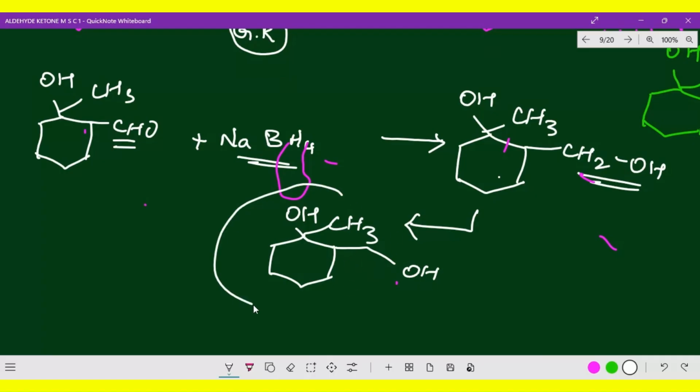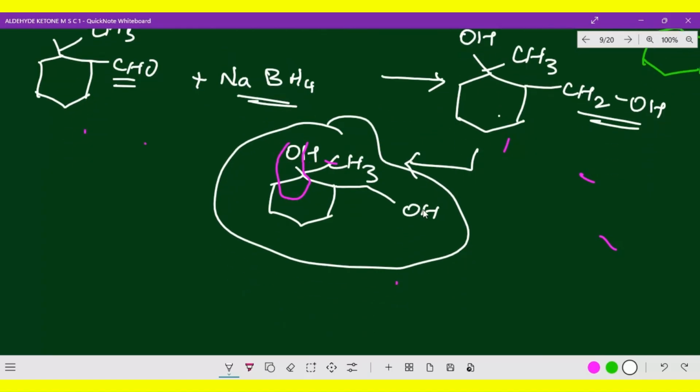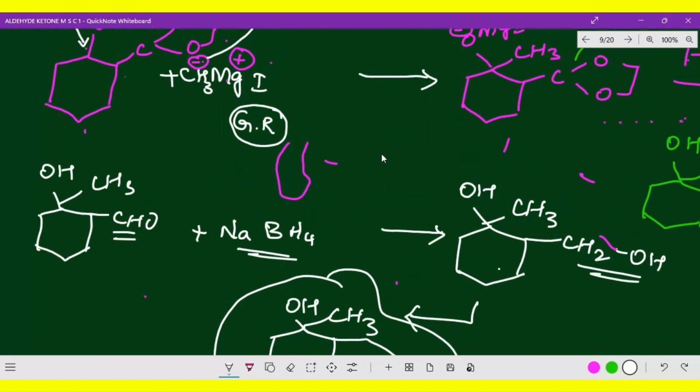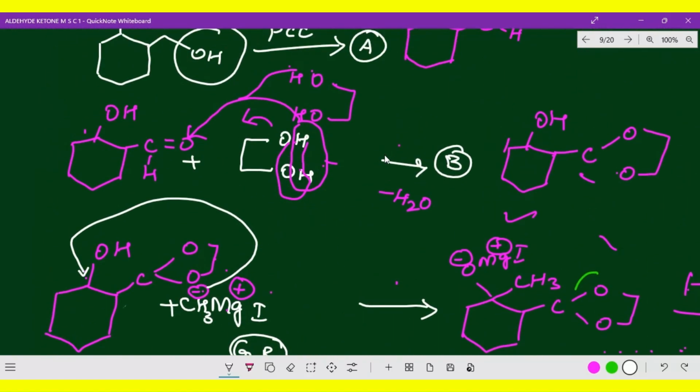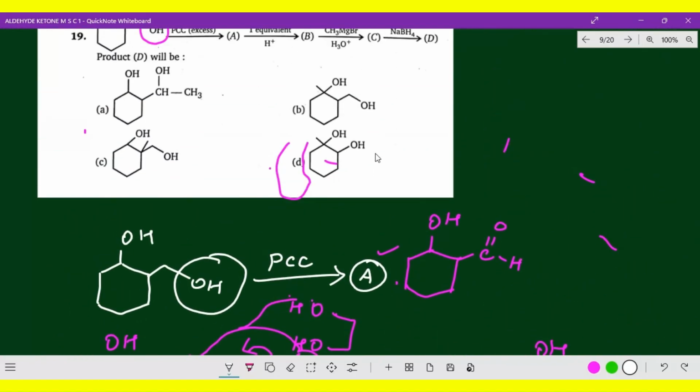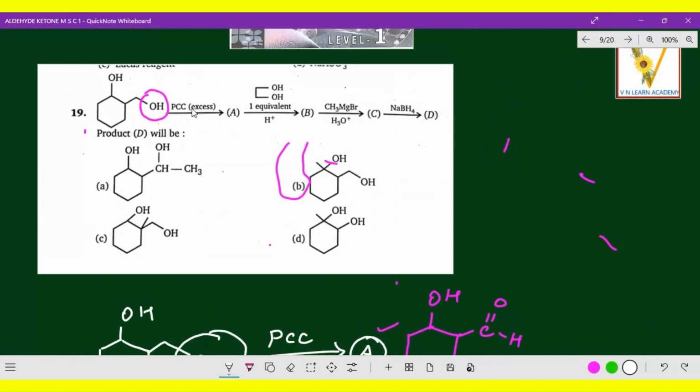I hope you got the clarity. Now how do we identify? Each thing we know how to identify. If we know the concept, I think it will be easy to identify the answer. Due to PCC, primary alcohol is converted to aldehyde, and then with an equivalent of glycol, CH2OH, CH2OH, you will get the cyclic compound, and then Mg, then this OH will be changing. Now which OH will be changing? Due to that Grignard reagent. So the Grignard reagent will be changing this point, and then sodium borohydride.